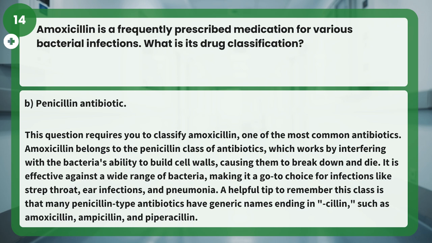It is effective against a wide range of bacteria, making it a go-to choice for infections like strep throat, ear infections, and pneumonia. A helpful tip to remember this class is that many penicillin-type antibiotics have generic names ending in -cillin, such as amoxicillin, ampicillin, and piperacillin.